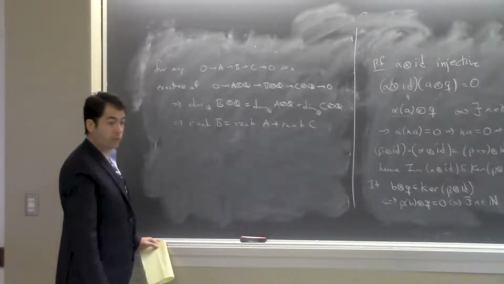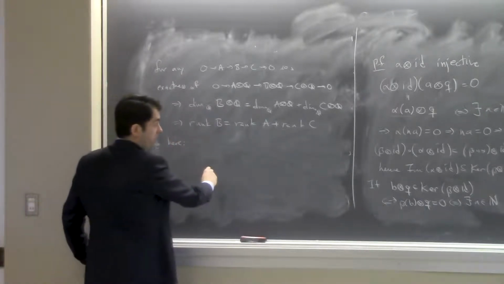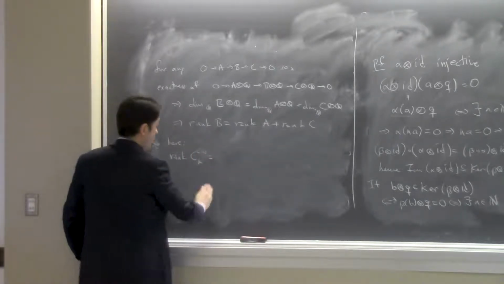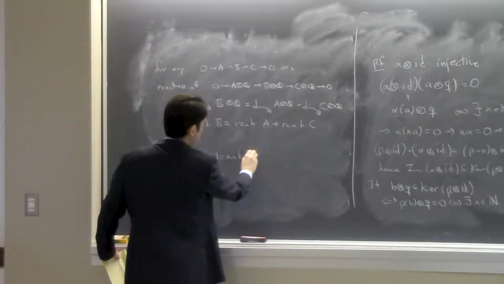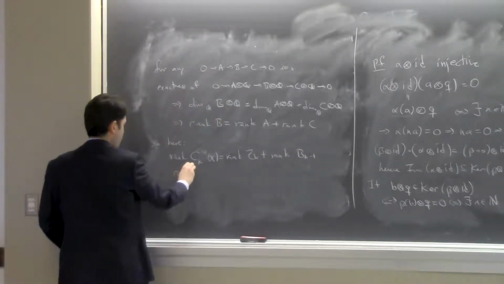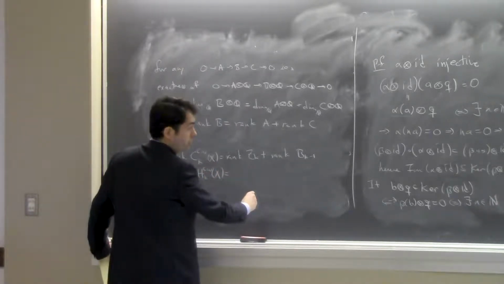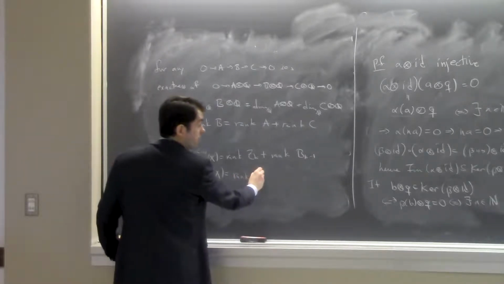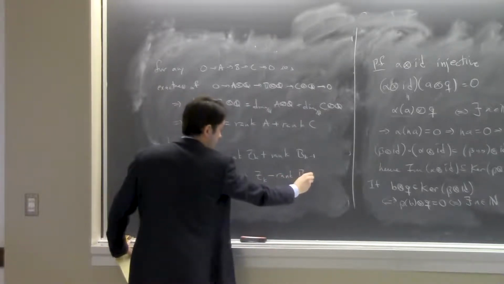So if we go back to those short exact sequences, we see that the rank of the chain group is equal to the rank of Zk plus the rank of B(k-1), whereas the rank of Hk is equal to the rank of Zk minus the rank of Bk.